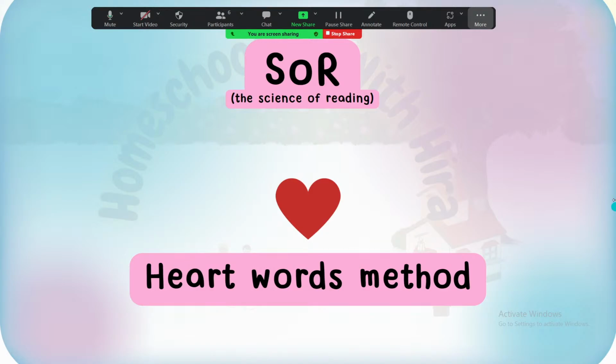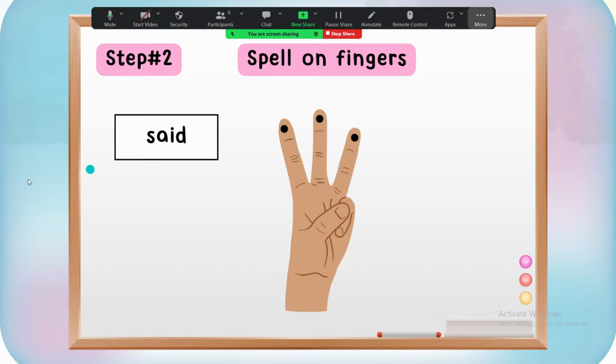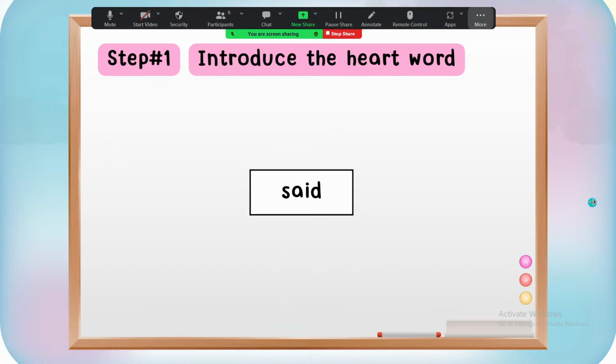Now we are talking about the heart word method and what are the steps to teach more high frequency words or tricky words with the heart word method. For example, your word is said. Introduce the heart word. The heart word is said. Show them the card, right? After showing them the card, read it. Tell them that this is said. Said.